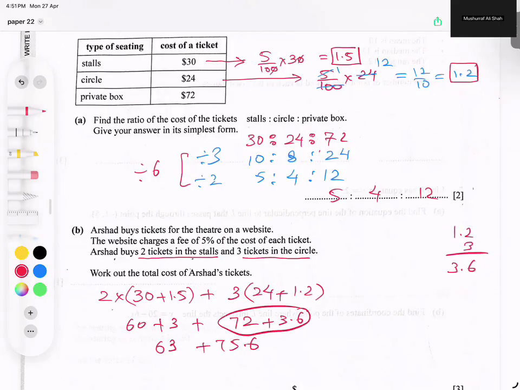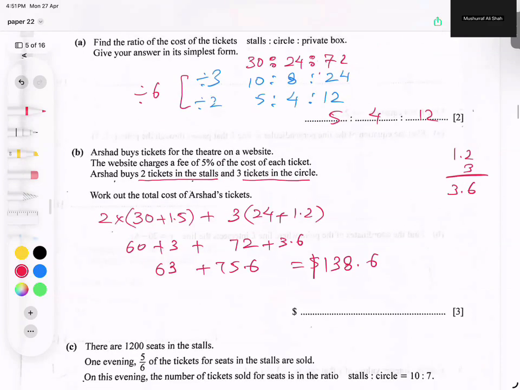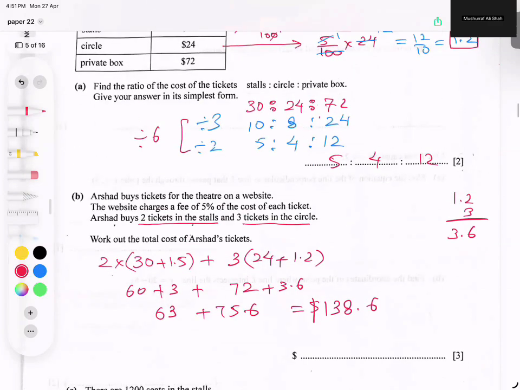If you add these two and add all together, we get the answer: 0.6, and 5 plus 3 is 8, and 138. Let me check again. $138.6 is the total money. So I think the idea is very clear, and we have done this question. And let's go for the next question.